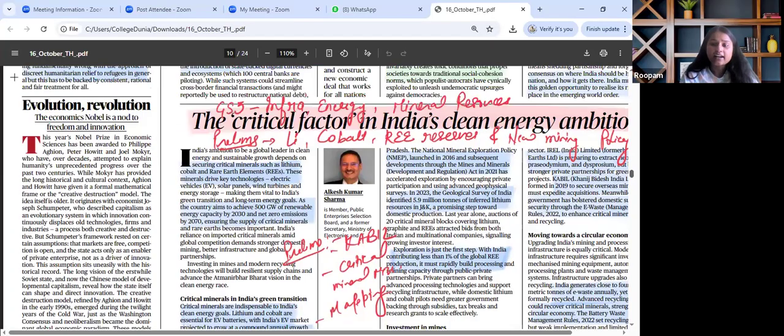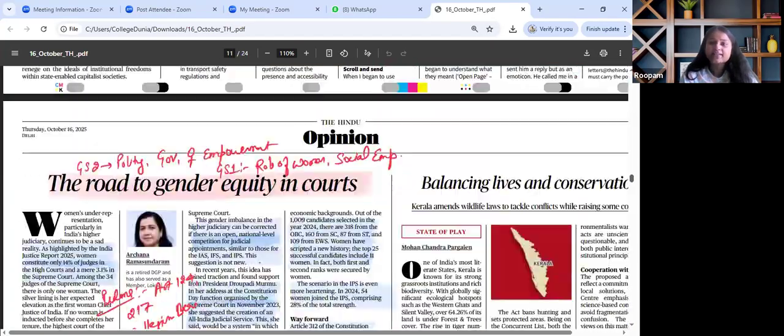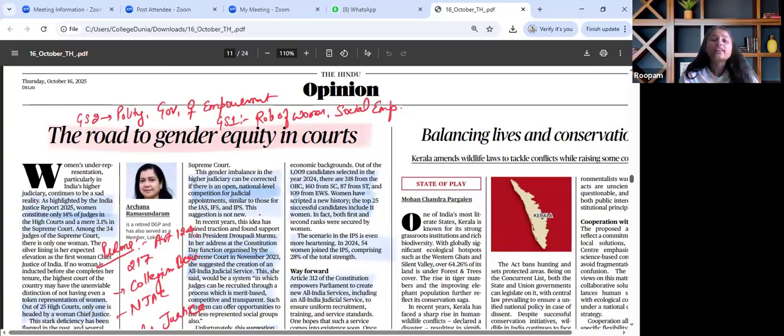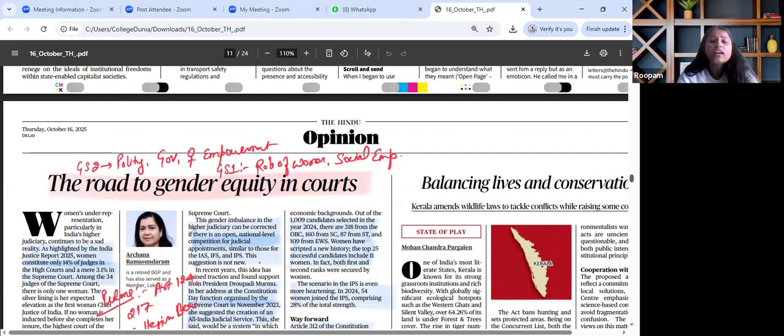The next important article in the paper that catches our attention is about the road to gender equity in courts. This is relevant with regard to GS Paper 2: polity, governance, and women empowerment. It is also important for GS Paper 1: role of women and social empowerment. The key theme discussed is the gender gap evident in the higher judiciary, wherein only 13% of High Court judges are women.